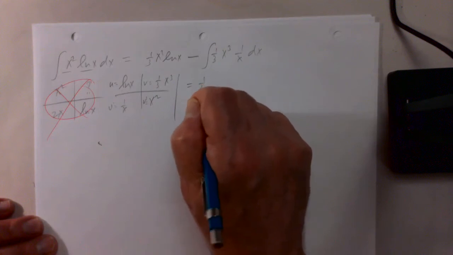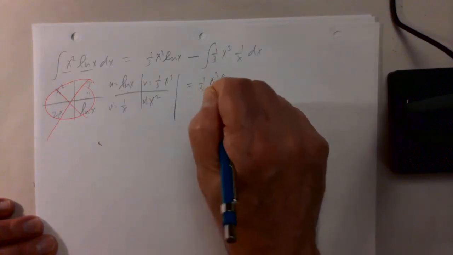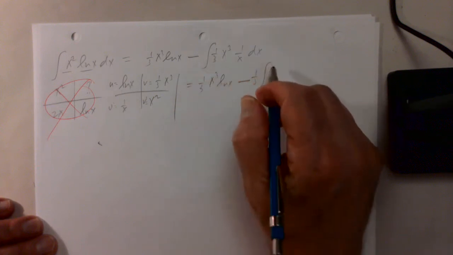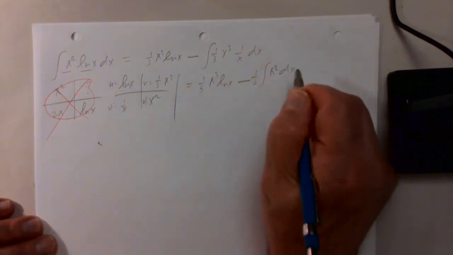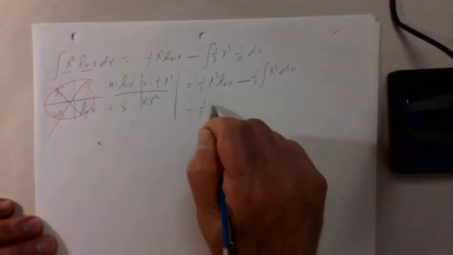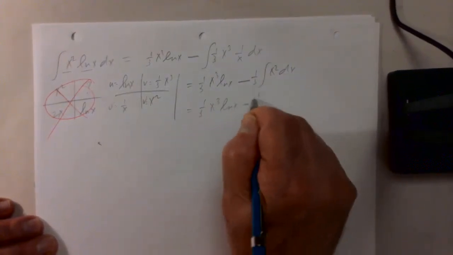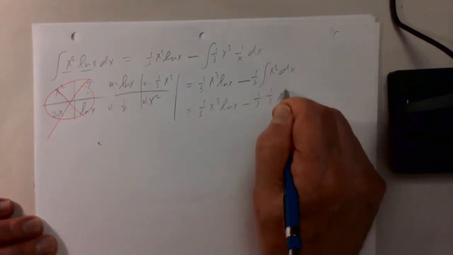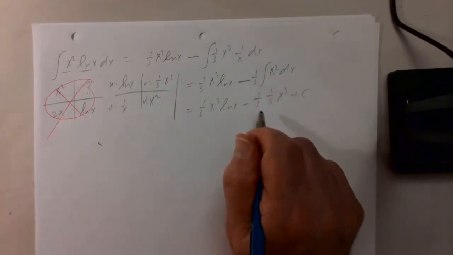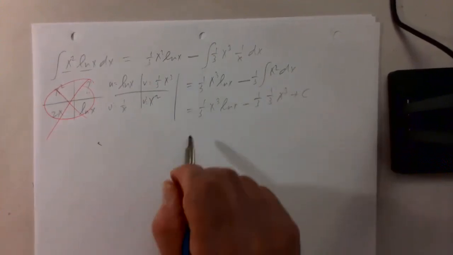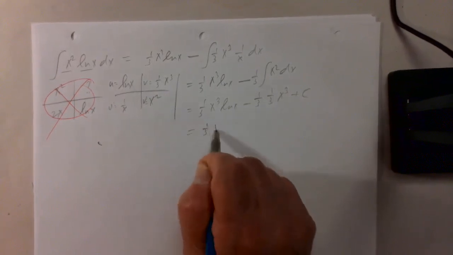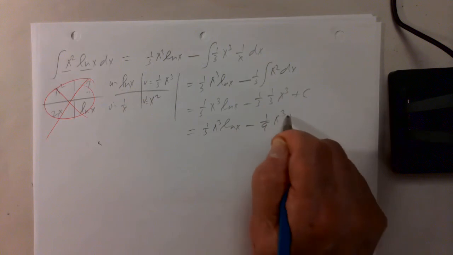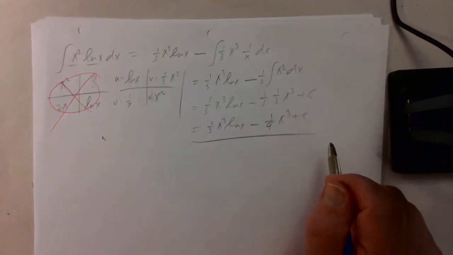This is equal to 1/3 x cubed log x minus, take the 1/3 outside, the integral of x squared dx. 1/3 x cubed log x minus 1/3, and the integral of x squared is 1/3 x cubed plus a constant. So we get 1/3 x cubed log x minus 1/9 x cubed plus a constant.